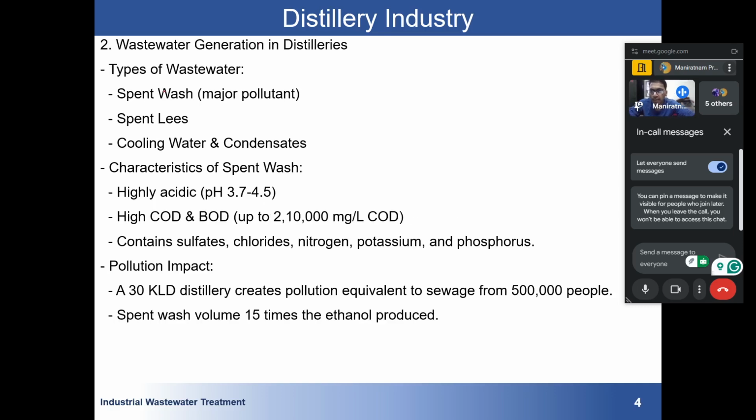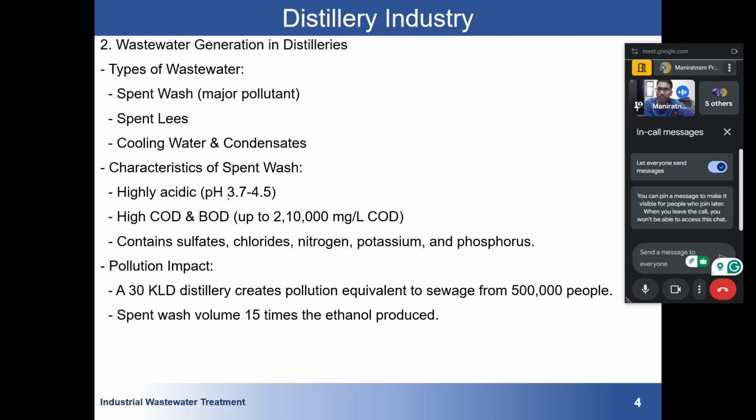Then different wastewaters: we will look at spent wash, which is the major pollutant at the end, then spent leaching, then cooling water. Now, what are the characteristics of this spent wash?